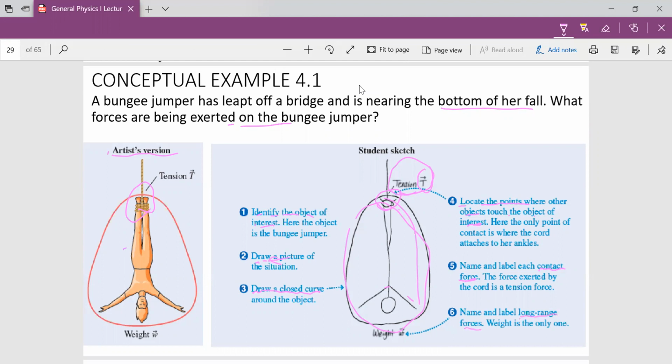If anything happens to that rope, it's going to go all the way down because of the gravitational pull on this object, which is the weight. Weight is the only long-range force acting on this object.